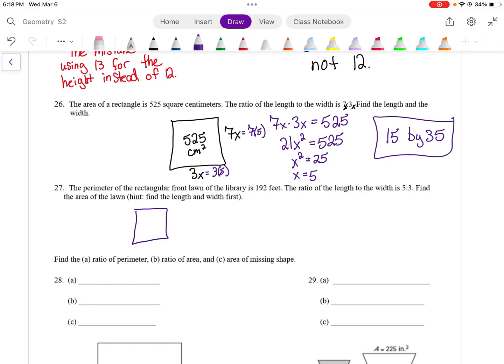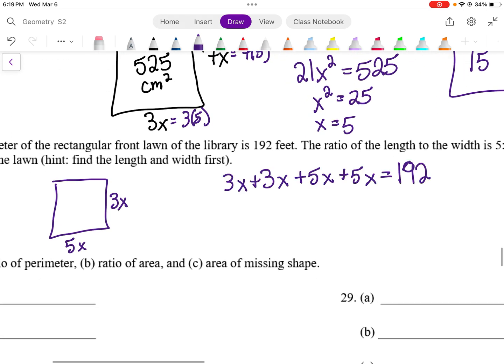27, same type of problem. This time it's working with perimeter though. So the perimeter is 192, and this one is a 5 by 3. So we would have a 5x by 3x. So remember, perimeter is all of the sides added together. So there are two sides of this rectangle that are 3x and two sides that are 5x. So we would add those all together, and it would equal 192.